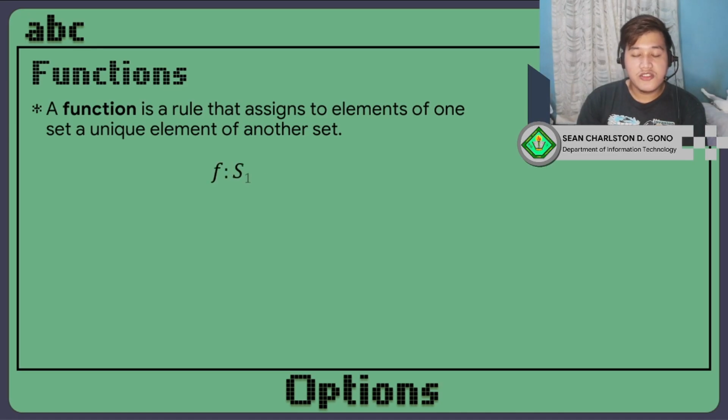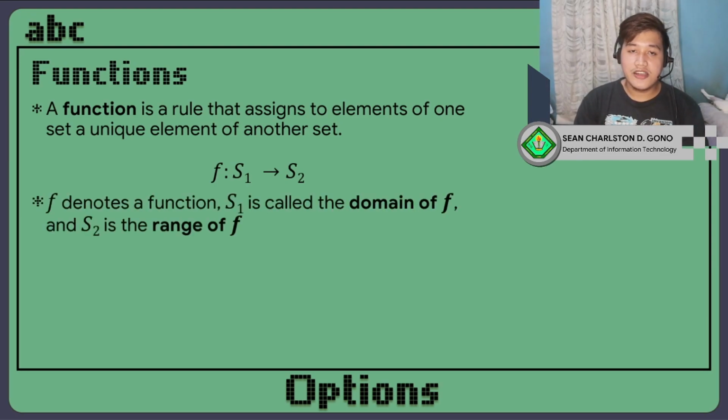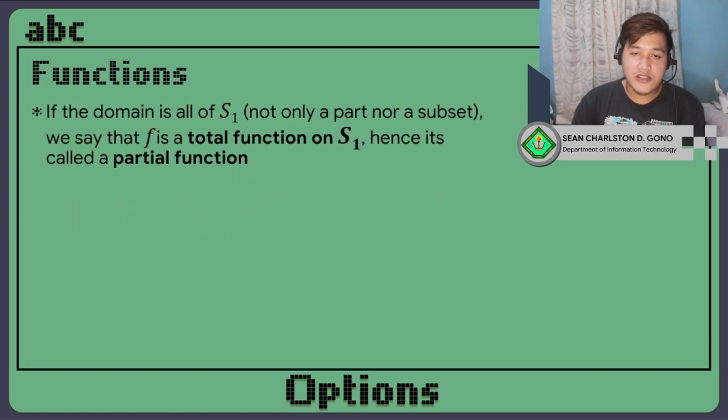So we'll be using 2 sets right here, and it is written like this. So f here denotes a function. Set 1 is called the domain of f, and set 2 is the range of f. So if the domain of f uses all the elements inside of set 1, that is called the total function on S1. Otherwise, it is called a partial function.